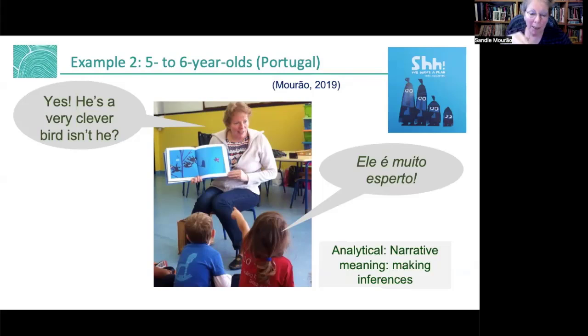So, I'm hoping I've chosen this because this might be something that can be said again in the future. And so "very clever" might be a chunk of language which the children might begin to say at this moment in the picture book.